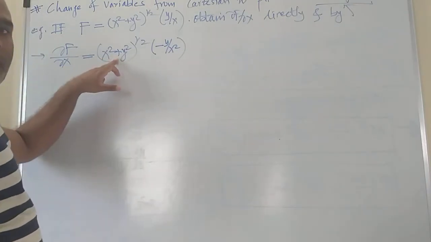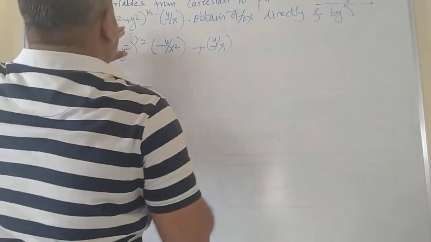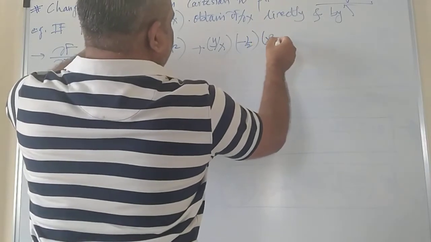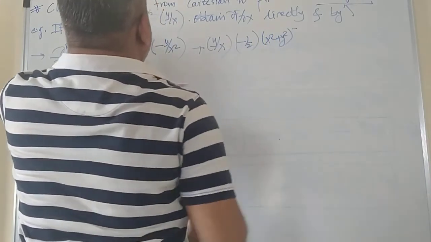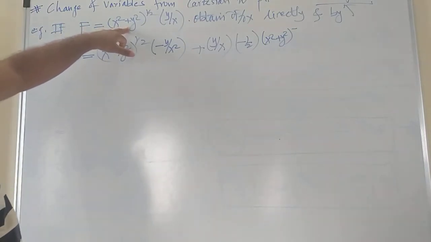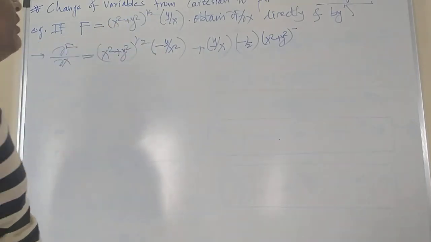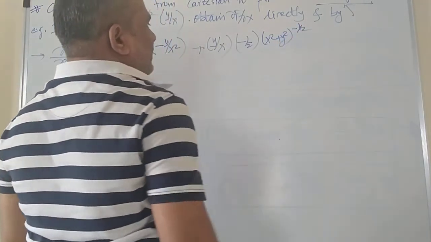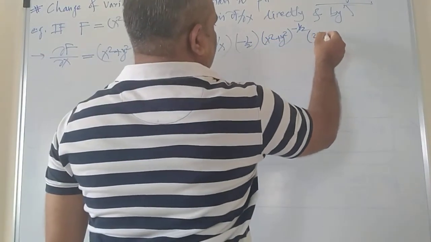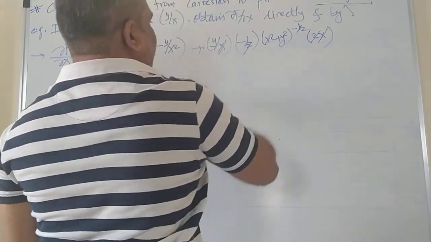First function into differentiation of second, plus second function into differentiation of first, will be minus half into (x square plus y square) raised to power half minus 1, which is minus half. Got it? Into differentiation of x square plus y square with respect to x, which is 2x. So this 2 gets cancelled with this 2, and this x gets cancelled with this x.